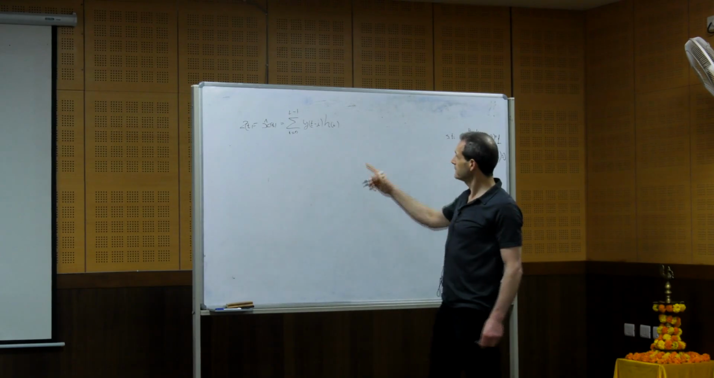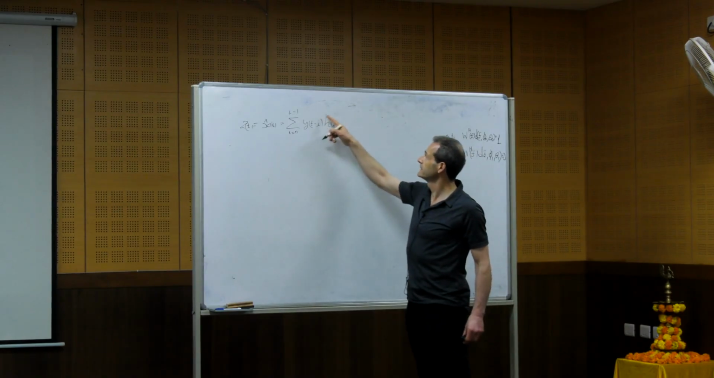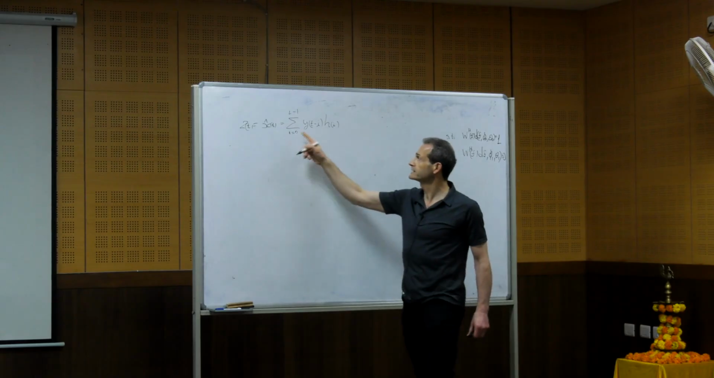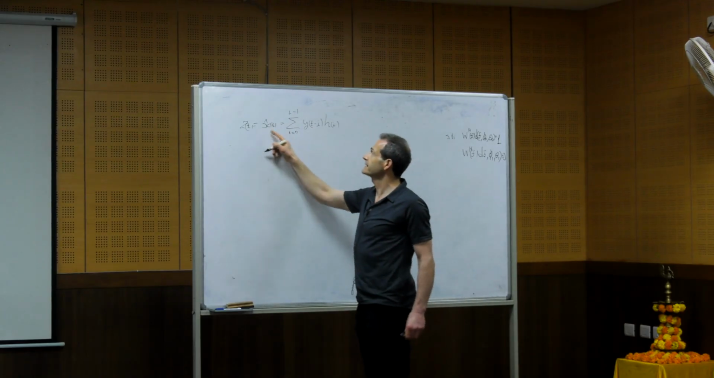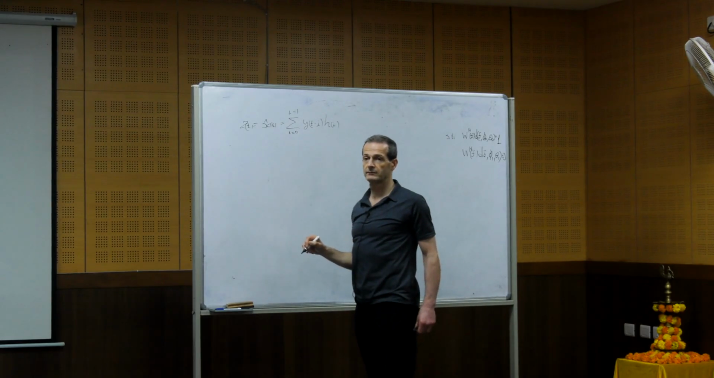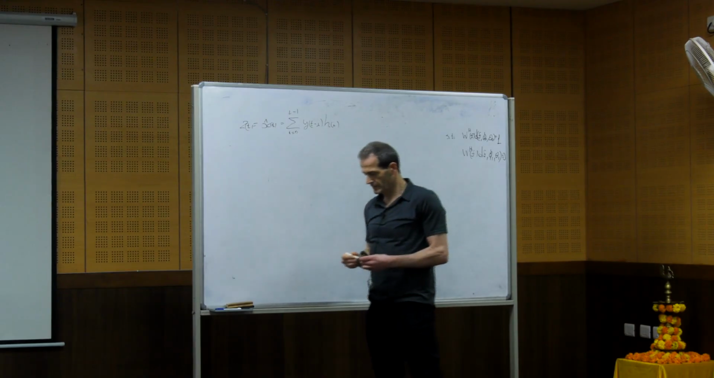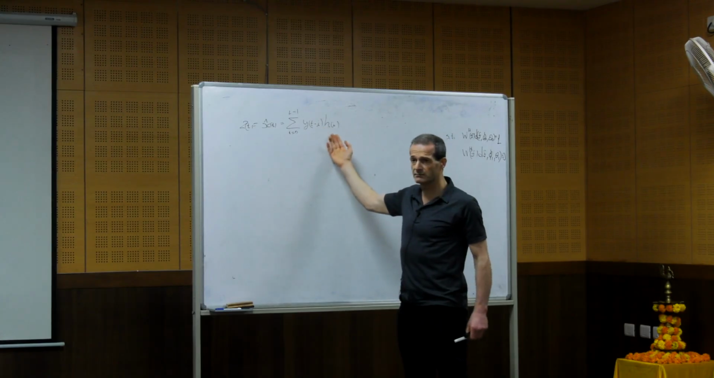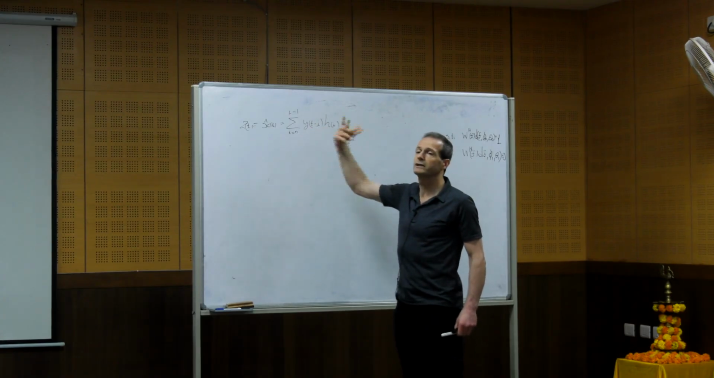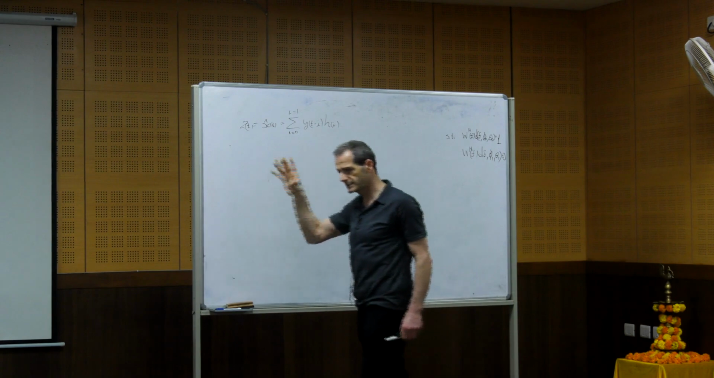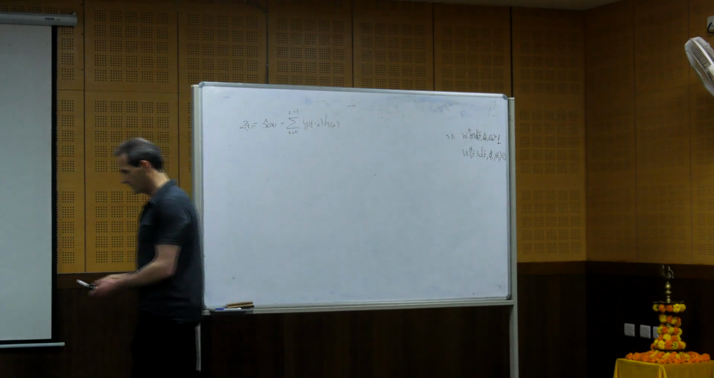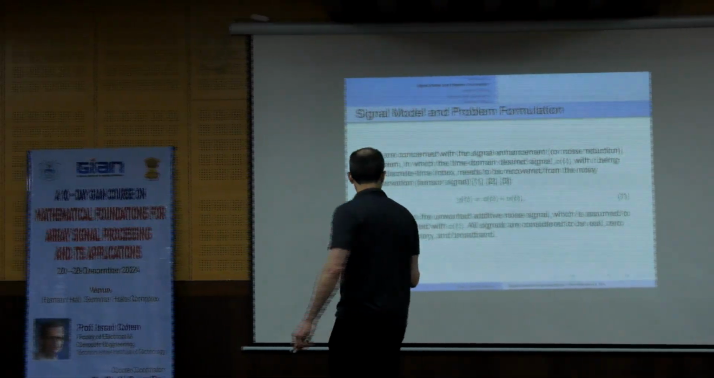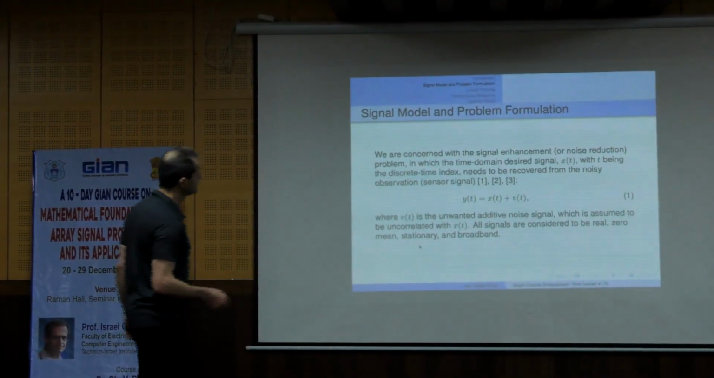And the question is, how do I design these linear weights in order to estimate the sample at time t of the desired signal? So this is a linear filter. Of course, we can do it with nonlinear filters as well, but let's limit for simplicity our expressions to linear filters. Okay, so what do we do?